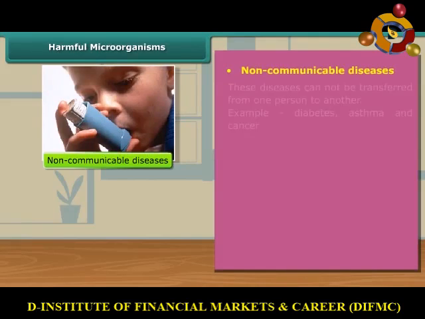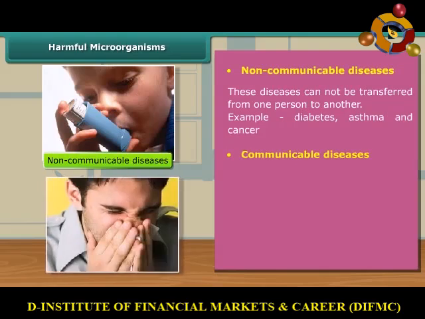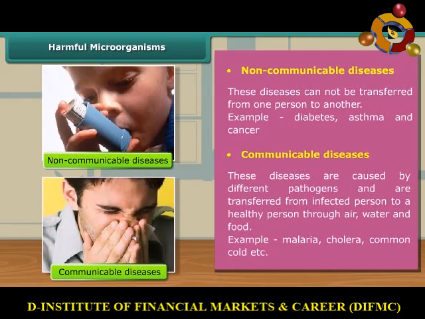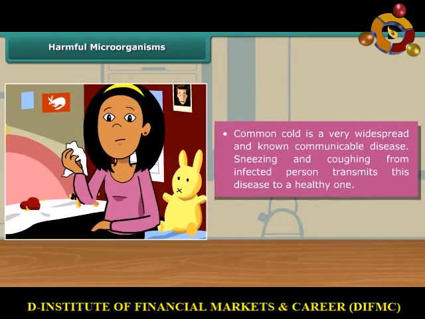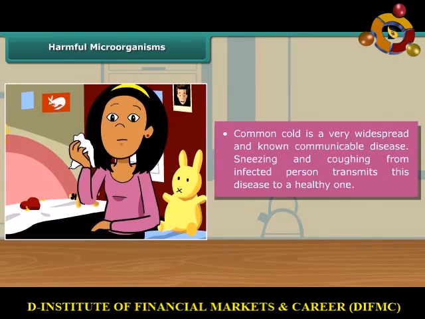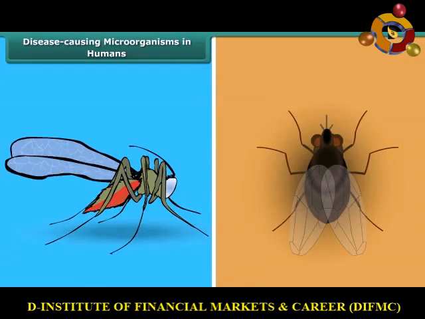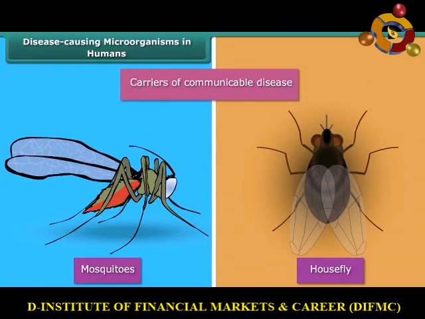Non-communicable diseases cannot be transferred from one person to another, while communicable diseases are transferred from an infected person to a healthy person by means of air, water, food, etc. Common cold is a very common example of a communicable disease. Friends, some insects and animals that are found in our surroundings act as carriers of pathogens. Housefly and mosquitoes are common examples of such carriers.